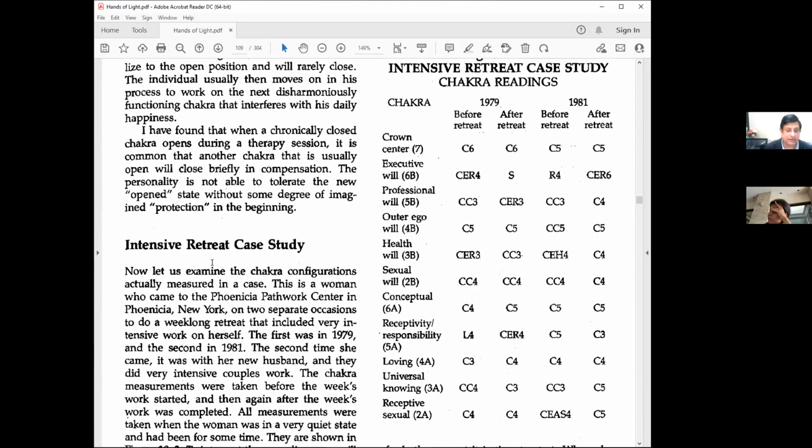The throat center, that is 5A, showed a left in the beginning. It became a clockwise elliptical right, which is better than left. And then in the second retreat, it had already become clockwise. So she formed a loving relationship, and receptivity and responsibility came about because of the loving relationship developed with her new husband.